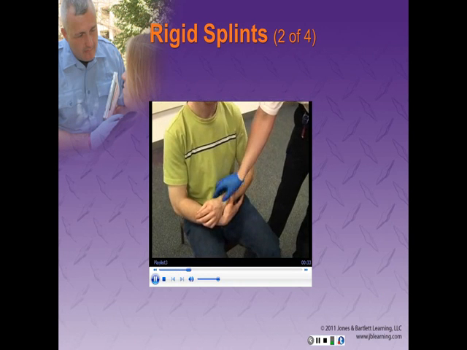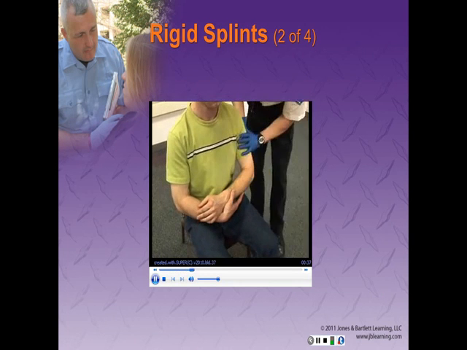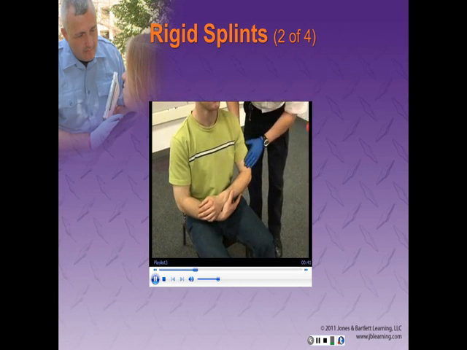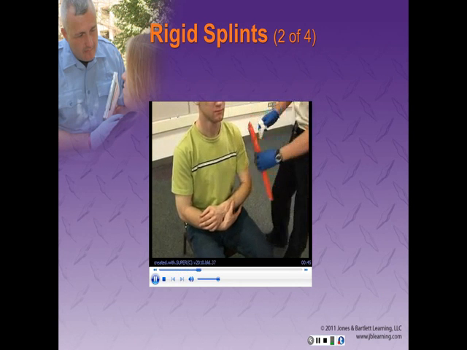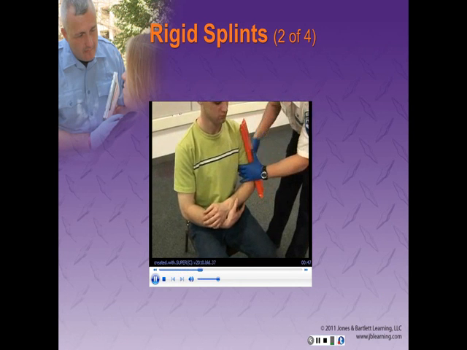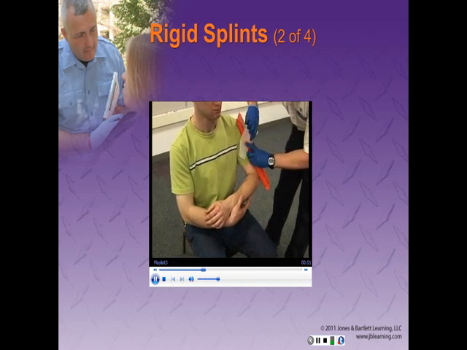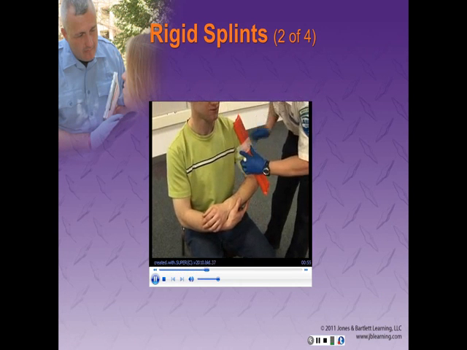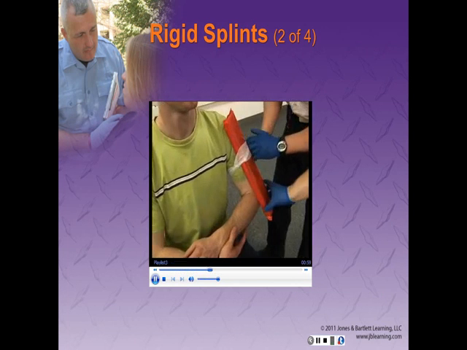A check of the distal circulation through capillary refill or pulse check must be performed when appropriate and possible. Assessment of motor function and sensation must be performed on all extremities. Assess the injury and prepare for immobilization. Based on the specific injury, gather and prepare the appropriate splinting materials. Make sure enough material is available to perform the entire procedure without stopping.